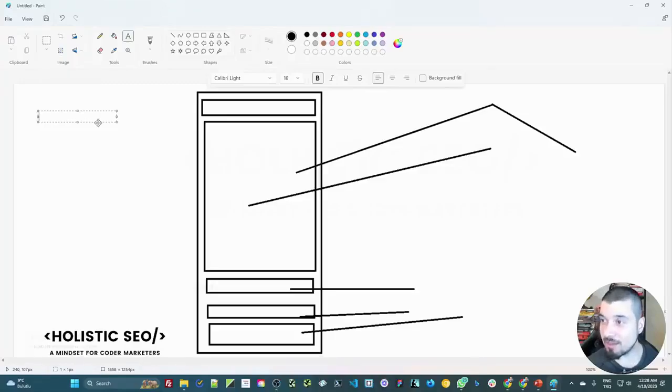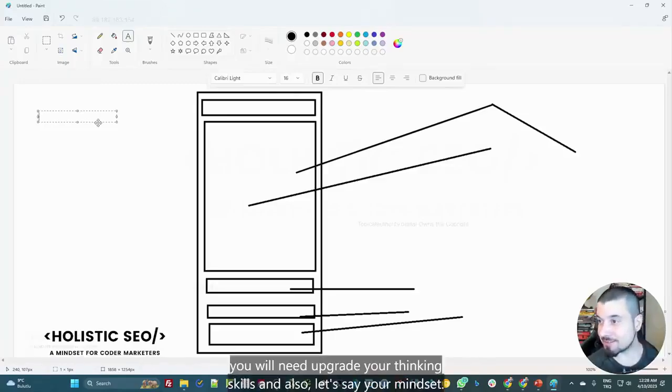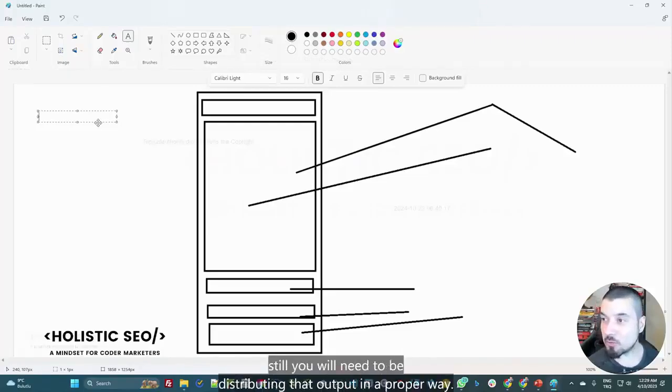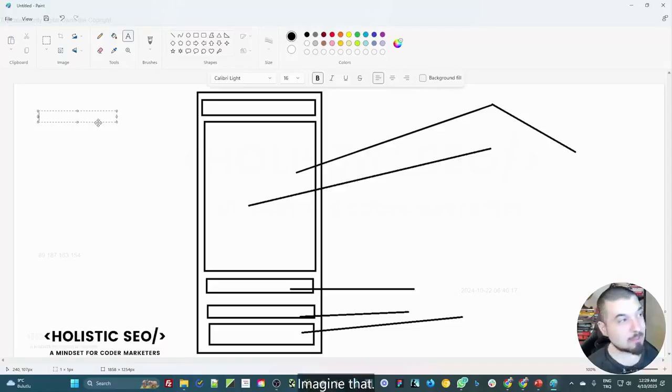And to be able to do that, you will need to upgrade your thinking skills and also your mindset. It's not about tools anymore. Up to a point, tools can help you. But eventually, the SEO who understands these principles will always be dominating the industry. So even if we give you the strongest AI system, you will still need to distribute that output in a proper way.